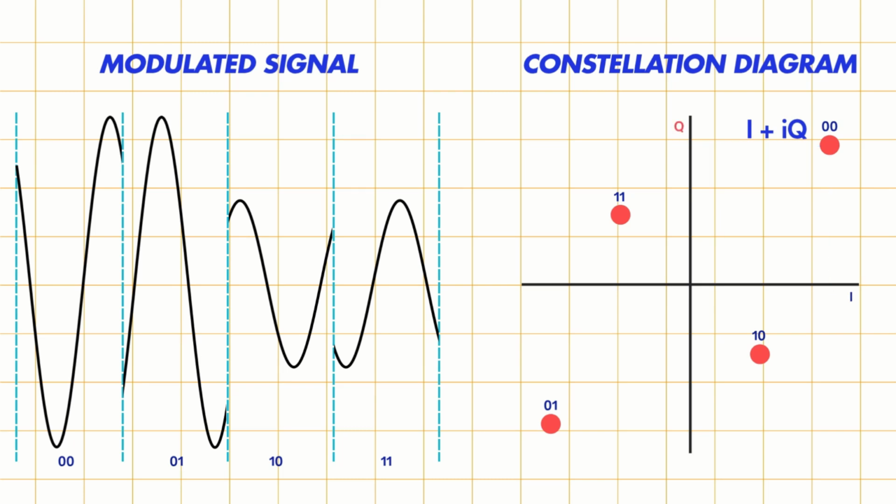Think of it like this. The distance of the point from the origin, the absolute value of this complex number, gives us the amplitude. The angle the point makes with the axis, the angle of the complex number, gives us the phase shift. By just specifying these two simple numbers, I and Q, we are implicitly defining both the amplitude and the phase. This complex number becomes a complete instruction for the transmitter, telling it exactly how to shape the carrier wave.